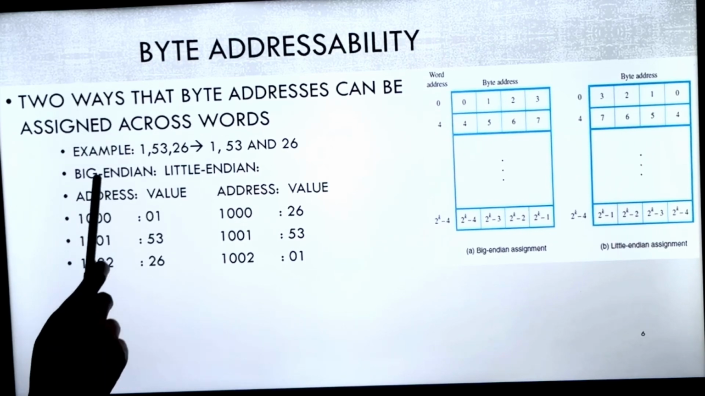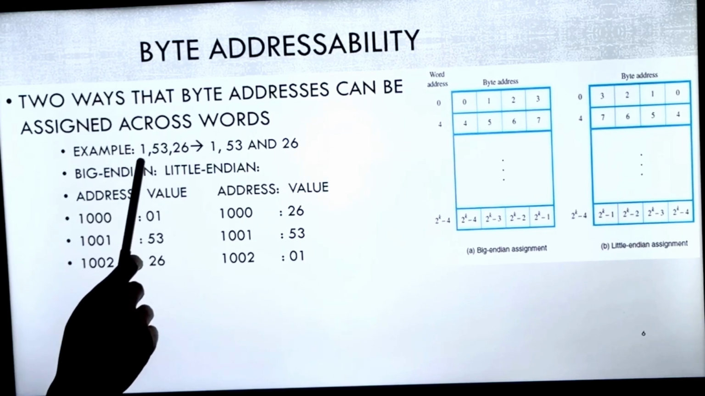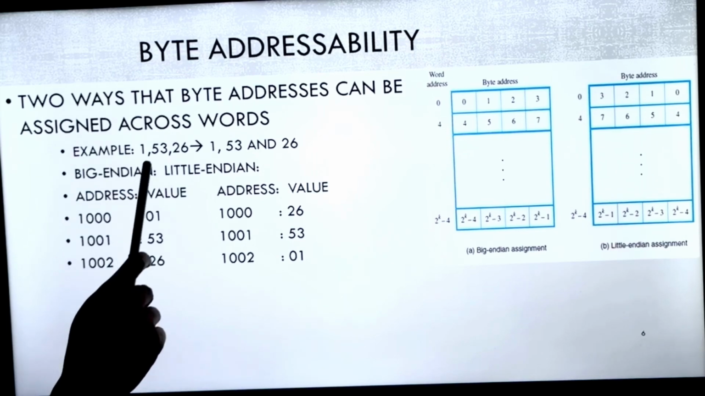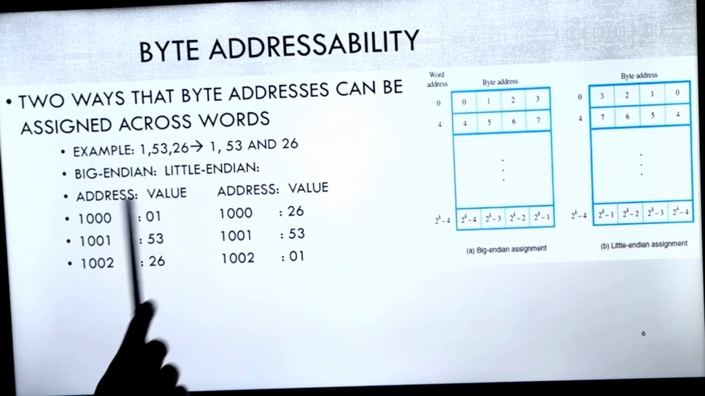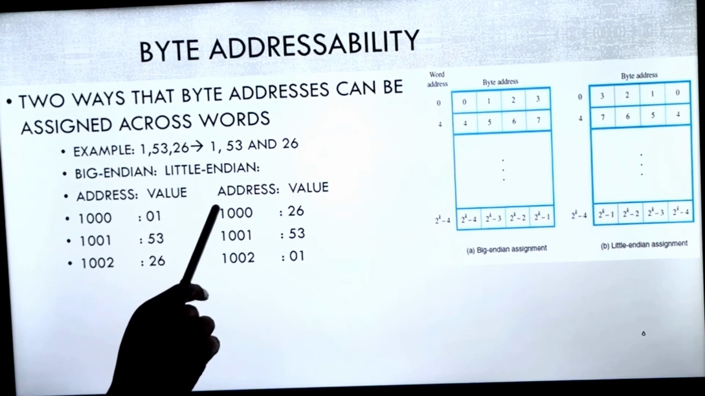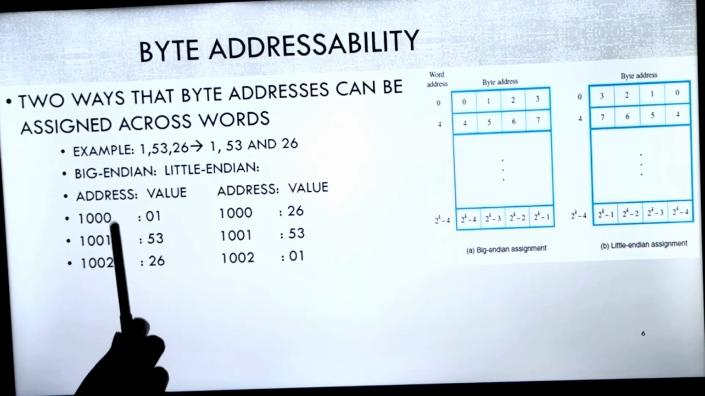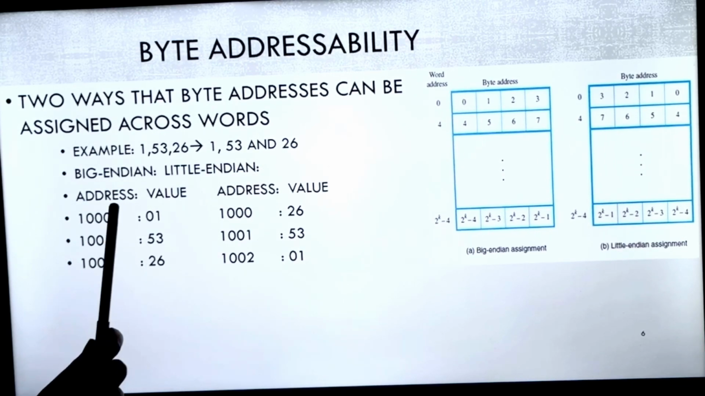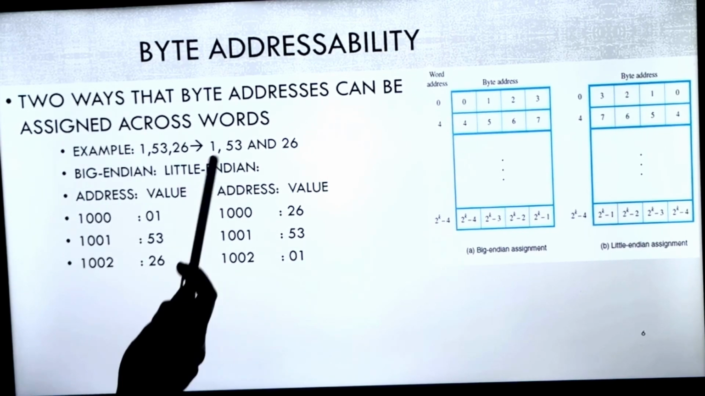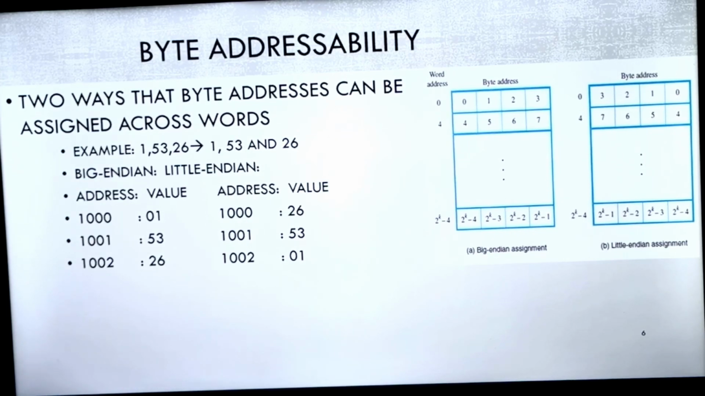See, I have an example of some integer numbers. I am asking you to store these integer numbers 1, 53 and 26. I have given you 3 integer numbers 1, 53 and 26. And I am asking you, please store these 3 integer numbers in your main memory using Big-endian assignment and also using little-endian assignment. How will it look? See, in Big-endian, how will it look? Say I have available memory spaces 1000, 1001 and 1002.